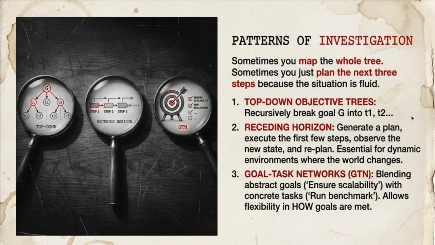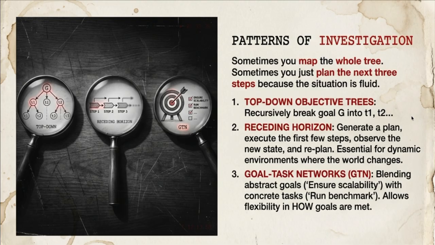Second is the receding horizon pattern. Here the agent generates a plan, executes the first two steps, observes the new state of the world, and then replans based on the new information. This is essential for dynamic environments where the world changes as the agent reacts. Third are goal task networks, which plan abstract high-level goals, such as ensuring scalability, with concrete tasks such as running a performance benchmark. This allows for greater flexibility in how goals are met.